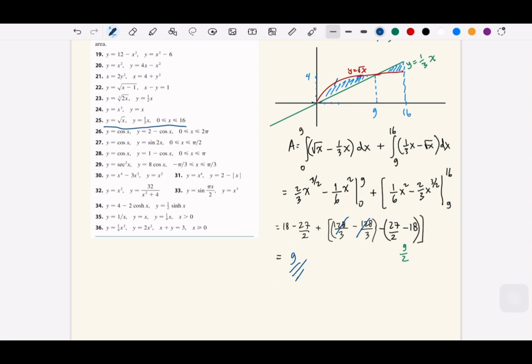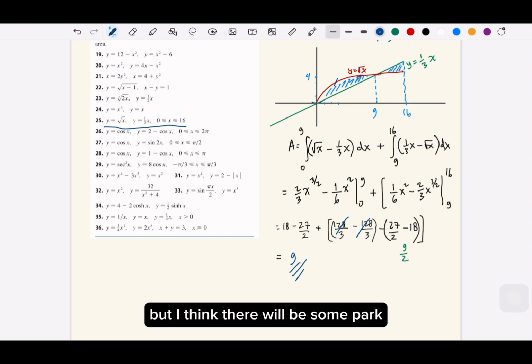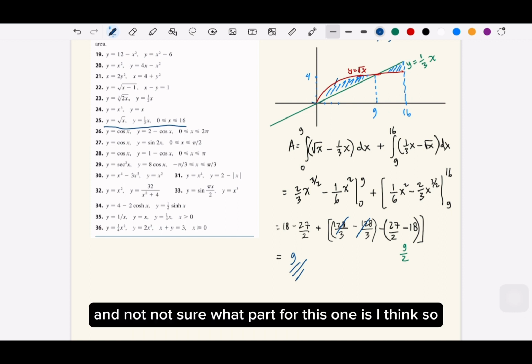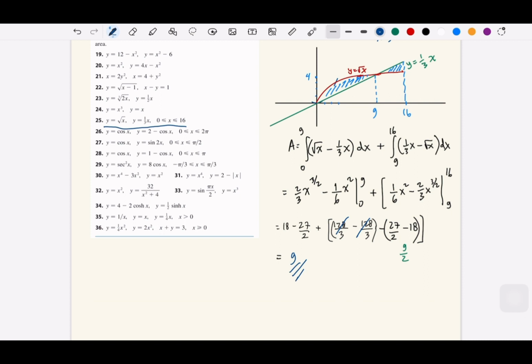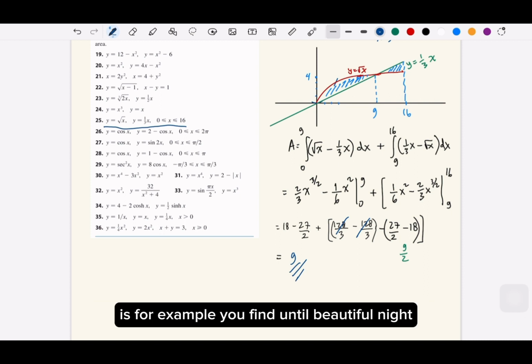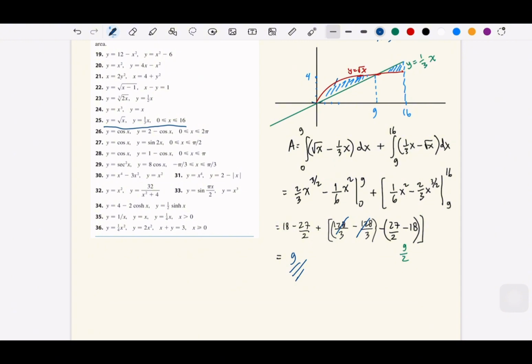Interesting. But I think there will be some part. I'm not so sure about triangles on the top side. Yeah, not sure. But for this one, if, for example, you find from 0 to 9, I think it's still okay. 0 to 9 is still okay.